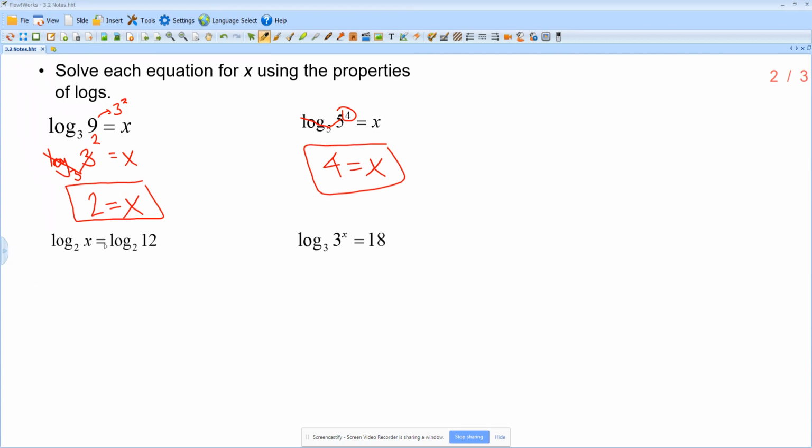Log base 2 of x equals log base 2 of 12. If I have the same base in a logarithm and the two things are set equal, then the arguments are equal. x equals 12. And last, again, log base 3 of 3 to the x. If I have a logarithm and an exponential that have the same base, those cancel, and I'm left with x equals 18.